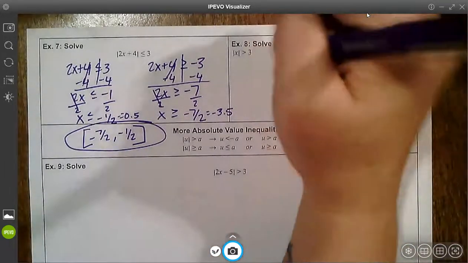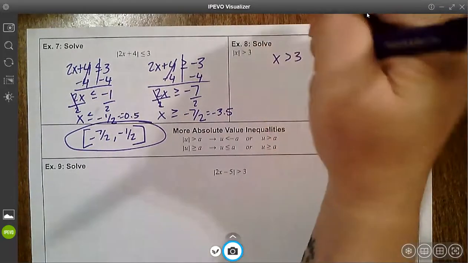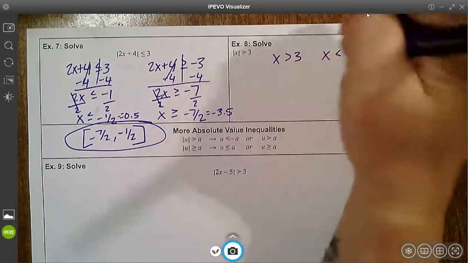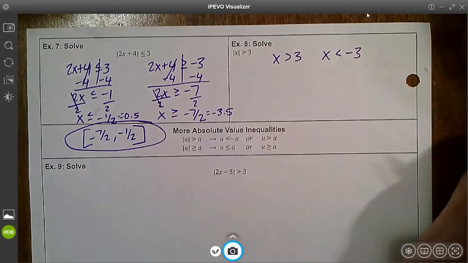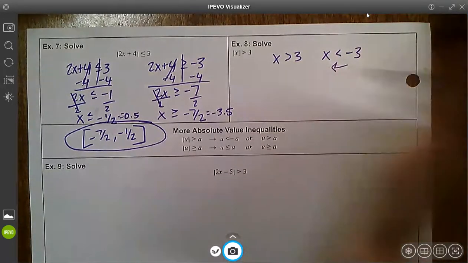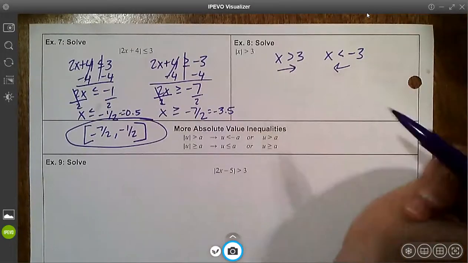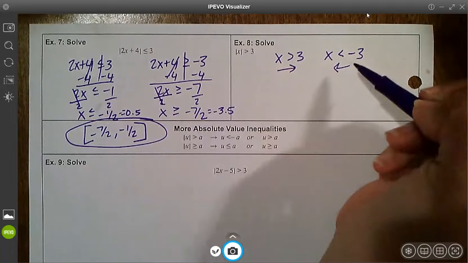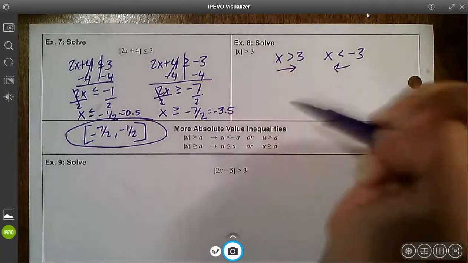Number 8, we have x is greater than 3, and we have x is less than -3. If x is less than -3, that one would shade this way. If x is greater than 3, it would shade that way. So this one you can't write as a compound inequality because there's a gap in between.